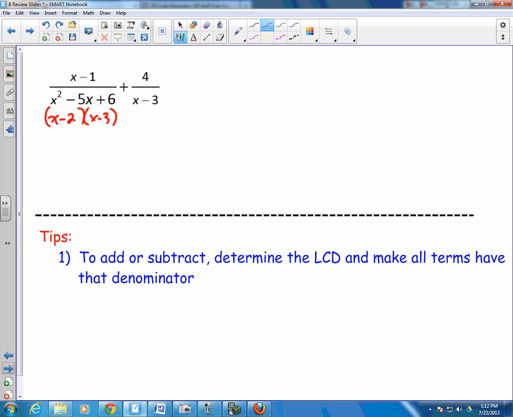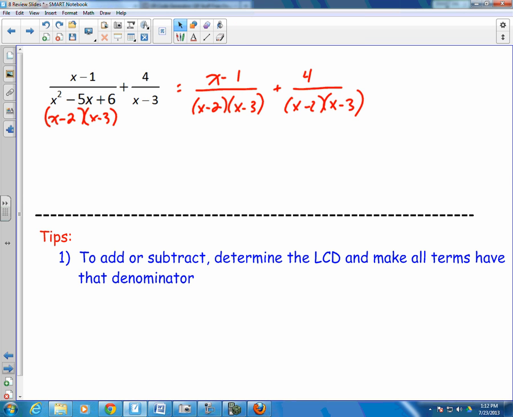The denominator of the second term is x minus 3. So when I write this, I'm going to make both denominators x minus 2 times x minus 3, because that's the only thing that both denominators can go into. And when I make that the denominator, what I ask myself is, okay, what did I do?